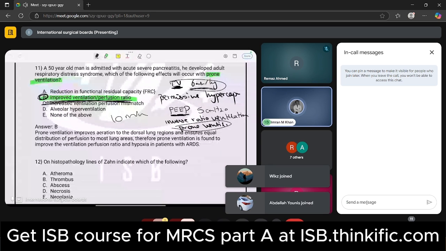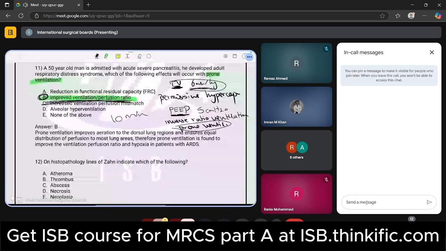On histopathology, lines of Zahn indicate which of the following? The answer is atheroma. Okay, so what is atheroma? What's the definition of atheroma?